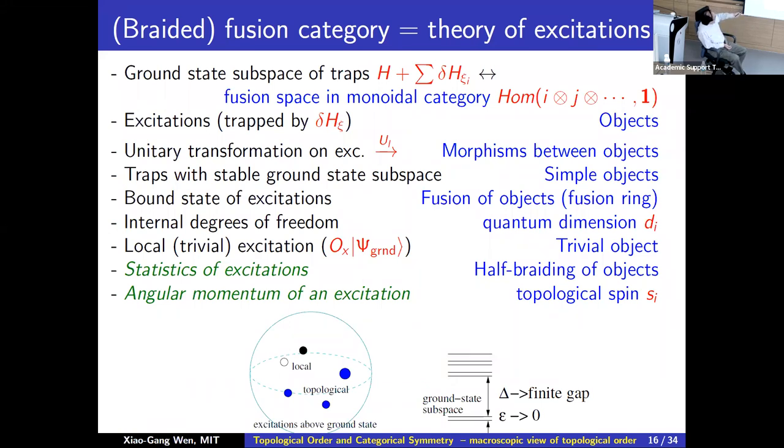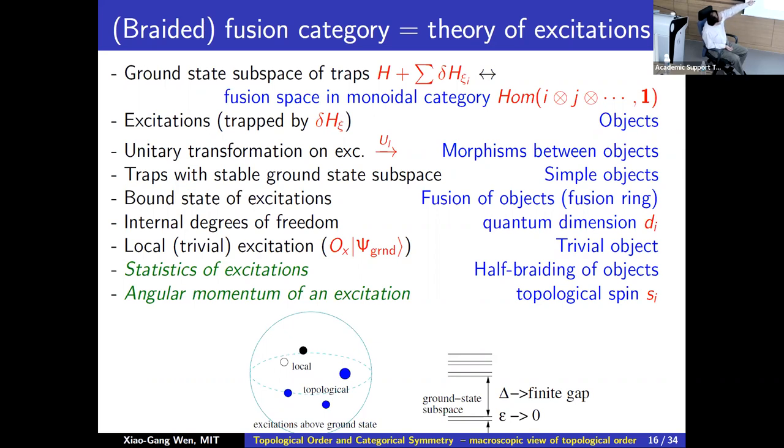Before I go into that, let me just mention that the ground state subspace is a fusion space in category theory. And there's a lot of correspondence. In category theory, we have an object, we have a morphism between objects, a simple object, a composite object, and there's a fusion ring and the quantum dimension, etc. And here we have correspondences for all of them. The object is actually a trap. Object is delta H, or to be more precise, the equivalence class of delta H.